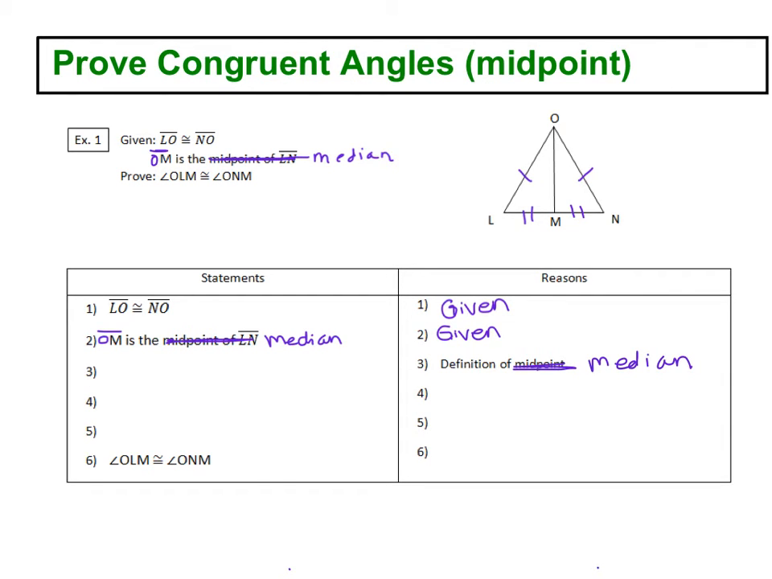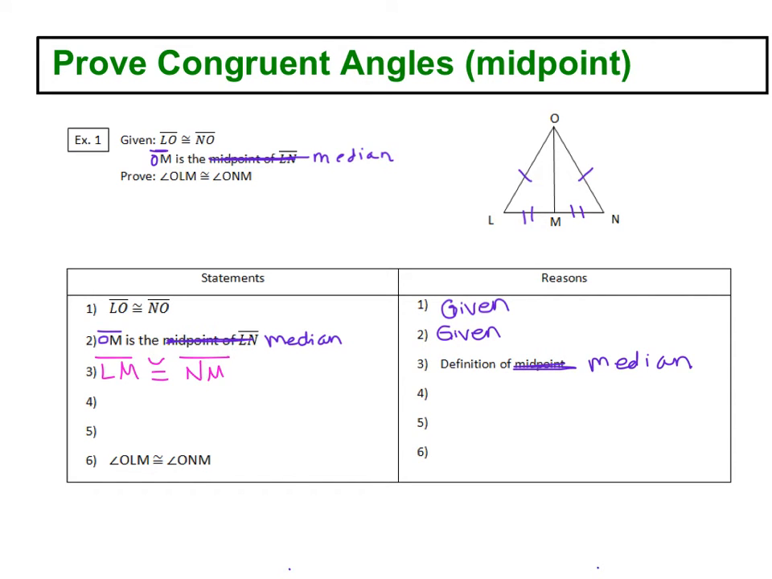All right, so what is the definition of median? If that's our reason, what do you think the statement might be? When we thought about the definition of the median up here, we went ahead and marked that these two segments were congruent. So that's the statement that we want to make, that LM is congruent to NM. All right, and how did we know that? Definition of median. So we're good so far.